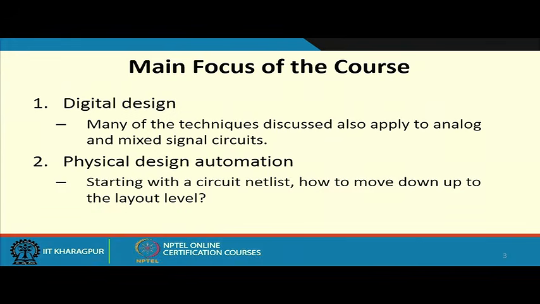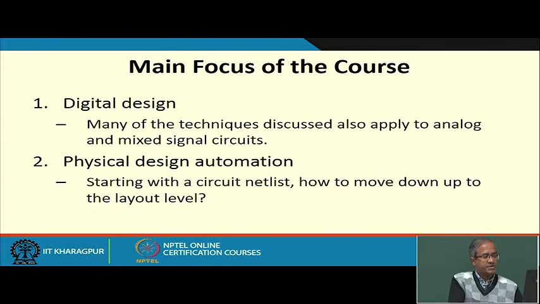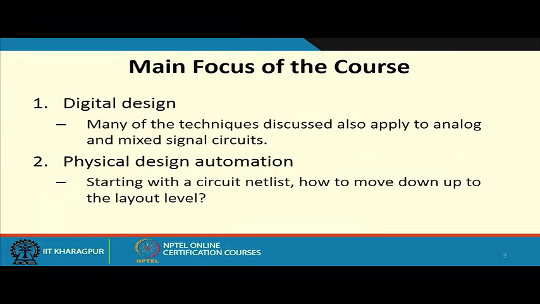Now, talking about the main focus of the course, as you can see, we would be talking about digital design and we would be talking about physical design automation. So, digital design means, as you know, that we are only considering circuits and subsystems which work on digital signals in this, you can say, topic digital design.